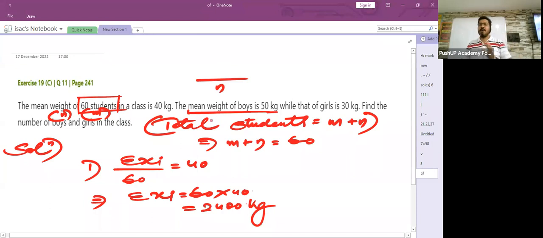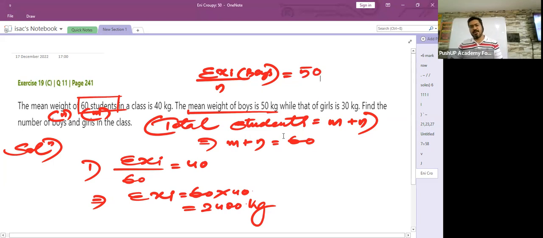So the mean weight of n boys, that means sigma xi of boys divided by n, is equal to how much? 50. You all know how I got this? The sum of the weight of all the boys in the class divided by the number of boys, which is n, is equal to 50.